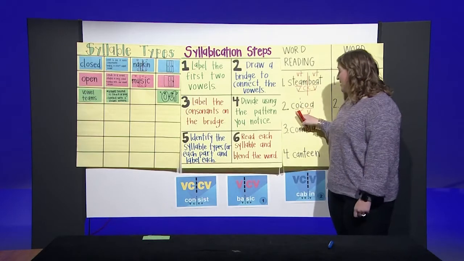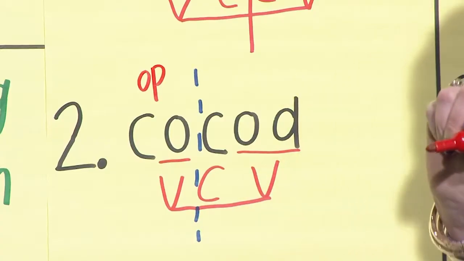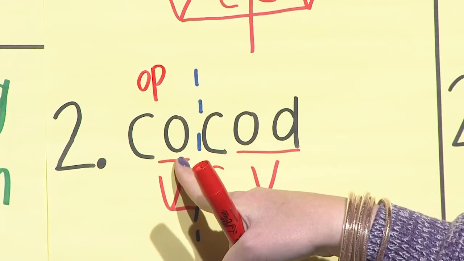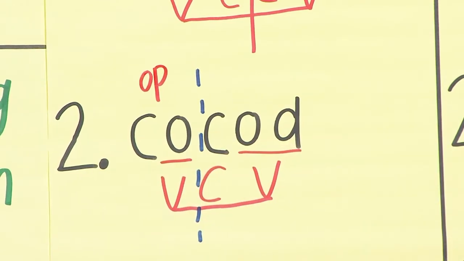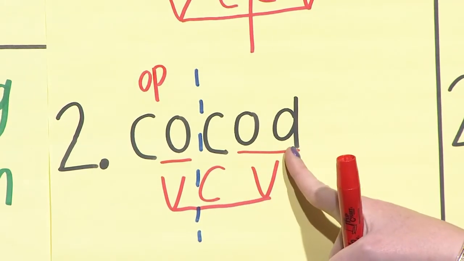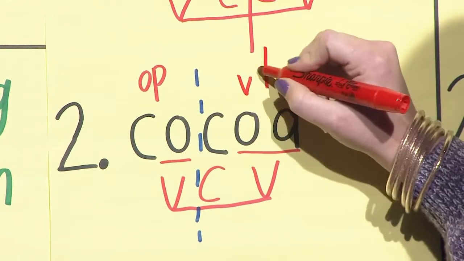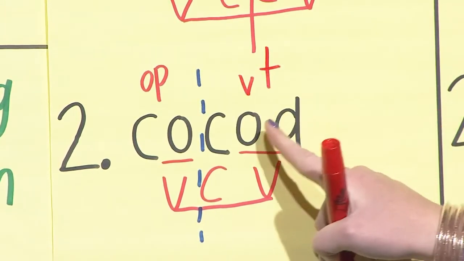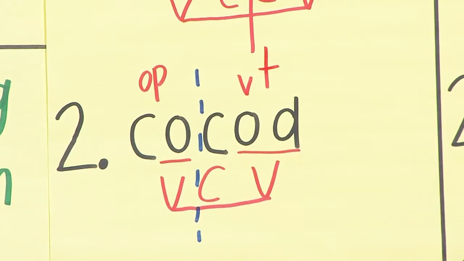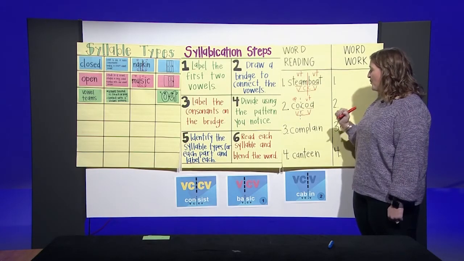So I know that this is an open syllable because it ends in a vowel. So we're going to put OP for open. And we know that this is going to say O because it makes a long vowel sound. Let's look at our second syllable. What do you notice? What vowels? O and A. And that is a vowel team that we're learning today. So we will put VT for vowel team. And we know OA also has long O. It says O. So we are ready to read each syllable and blend the word.